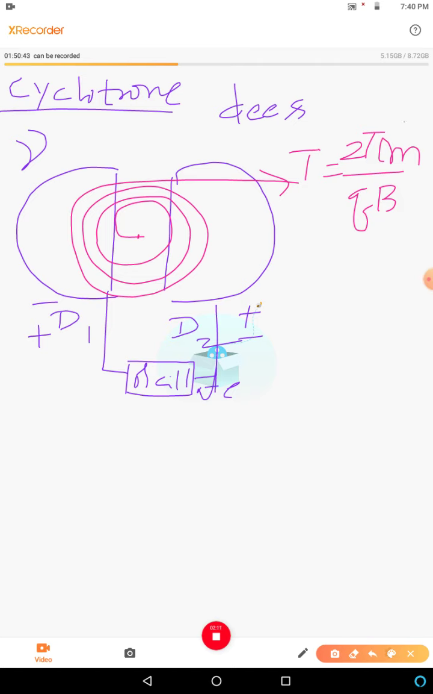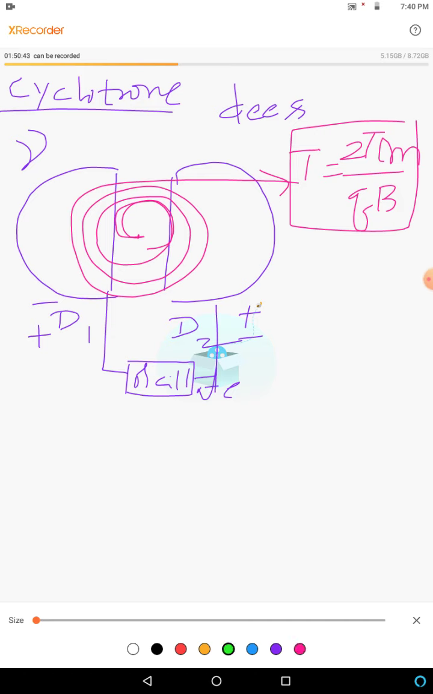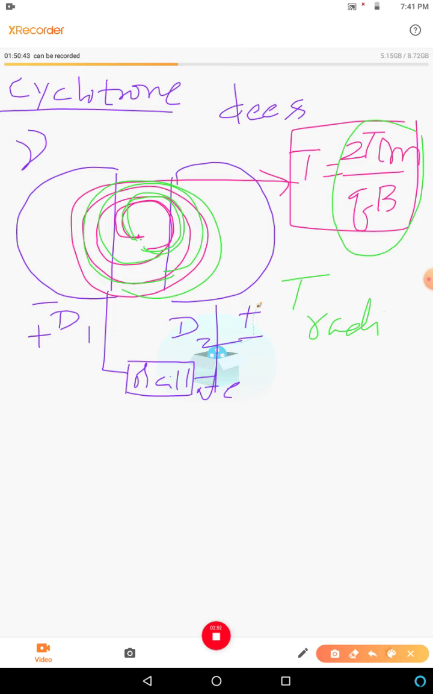From this equation you can observe that the time taken for one complete revolution is independent of the radius. You can observe there is no radius term here. The time taken to make a small circle is the same as the time taken to make the next, bigger circle, and the next one. So the time period for revolution is independent of radius, whether it is a small circle or a large circle. It is independent of the size of the circle.